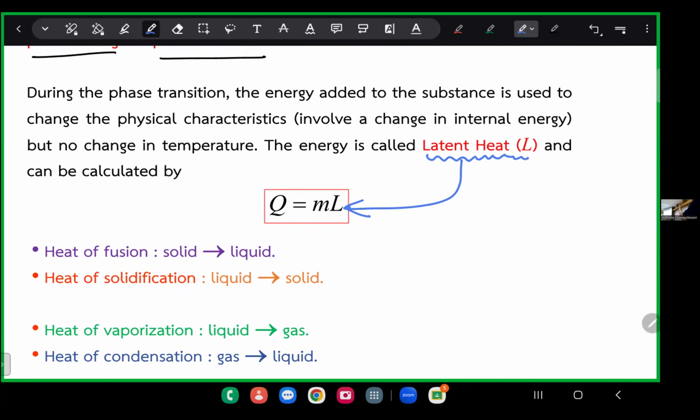This one has a name associated with the change of the phase. If you go from solid to liquid, it's called heat of fusion. But if you do the reverse, we call it the heat of solidification. These two are not very common though, I think. But the one that you're familiar with must be this. When you go from liquid to gas, it's vaporization. When you go from gas back to liquid, it's called condensation. All right, that's okay. These are more familiar terms.